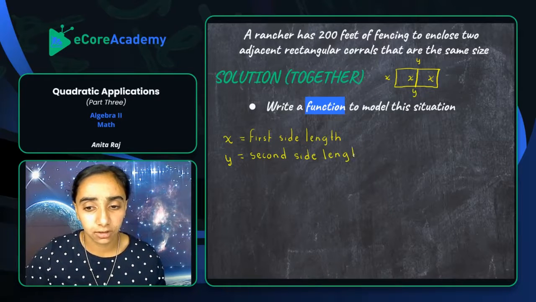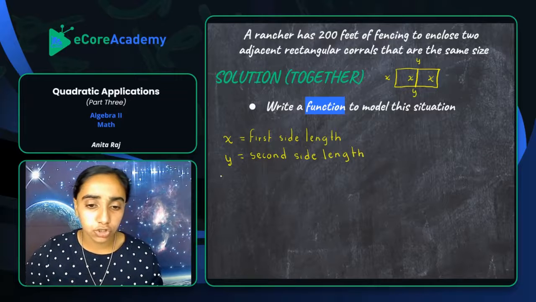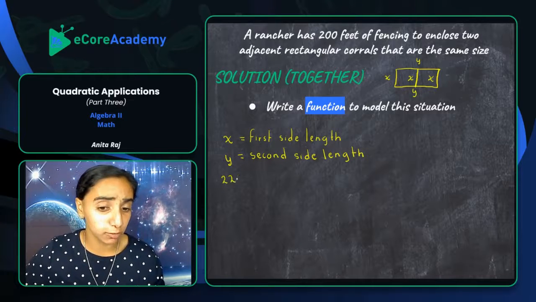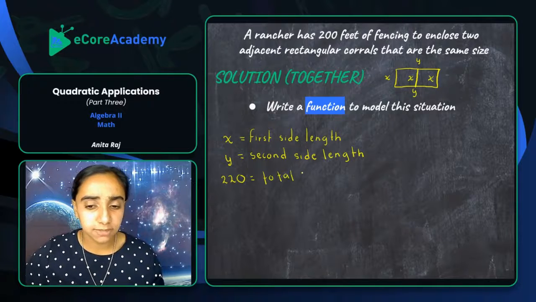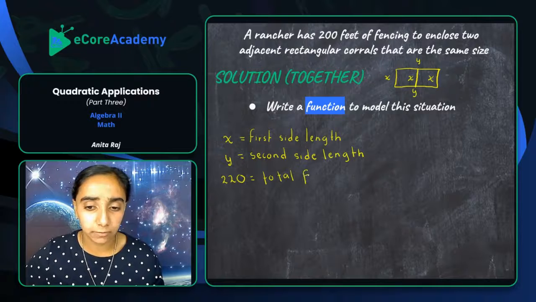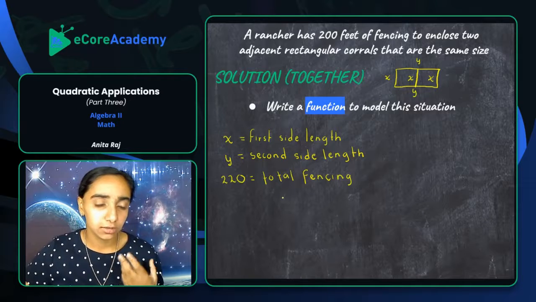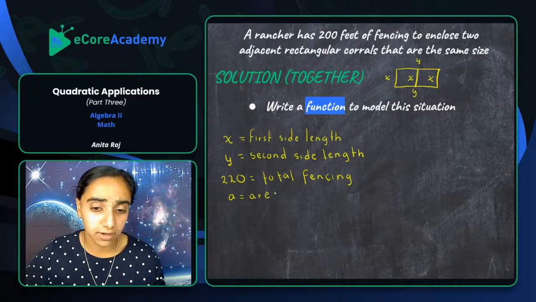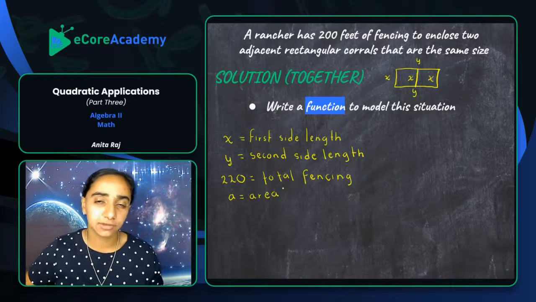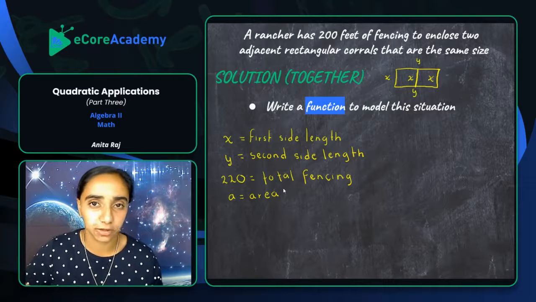Then 220, which I called our perimeter just to help you understand what it is, is our total fencing. So that's the total fencing we have available to place on that yellow line I've outlined. So imagine it as the fencing you're placing on top. That's how much fencing we have to do that. And then lastly, A is equal to area. Remember the last question asks us to find the maximum area after finding the dimensions of each corral. So that area is going to play a major part in this as well.